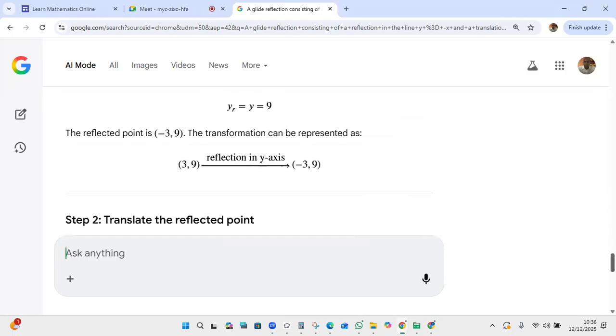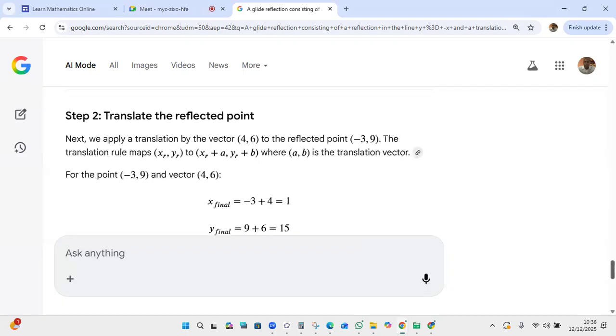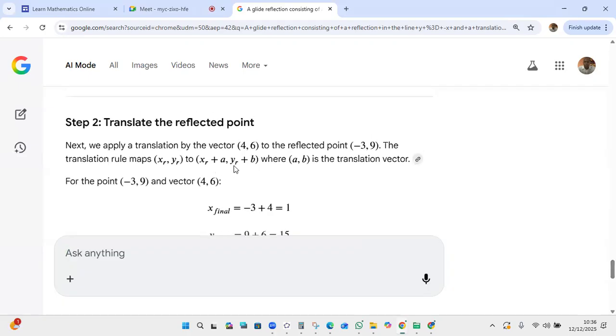-3,9. Okay, the reflected point is -3,9. The transformation can be represented as: 3,9 under reflection in the y-axis becomes -3,9. So the translation, we all know what to expect. We're going to add the x to -3 and add the y to 9, isn't that so? So what is our vector? Our vector is 4,6, isn't that so? So 4 is x, and 6 is y, yes?